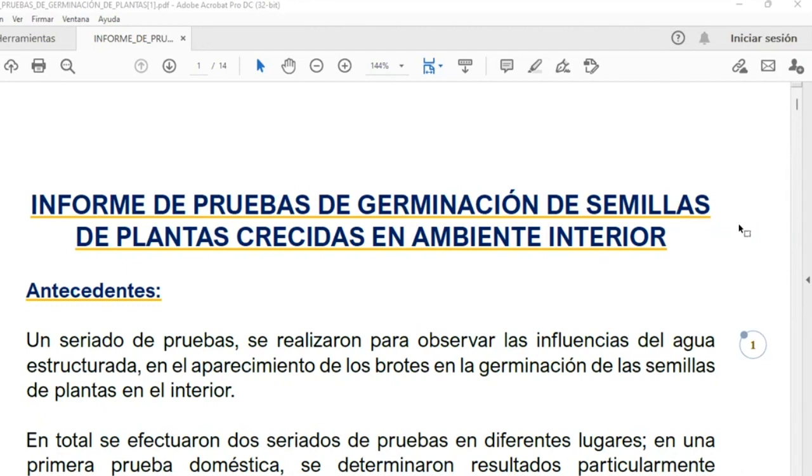Well, now I'm going to move on to showing photographs of Marco's work, also reading the report. Report on germination tests of plant seeds grown indoors. Background: a series of tests were carried out to observe the influences of structured water on the appearance of sprouts in the germination of indoor plant seeds.